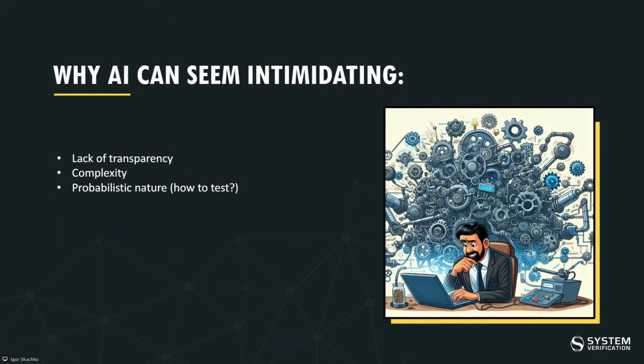Now, another point is the probabilistic nature of such systems. Probabilistic means that the answer that the system gives is basically a guess based on statistics, and the system tries to guess which answer would be more fitting for the current question, with the highest probability of it being the most correct one. Now, if we have such a system and each answer is a bit different than the previous one because of the probabilistic nature, how do we test it?